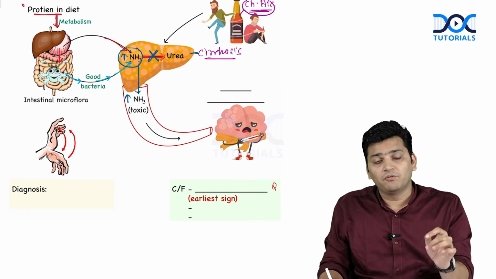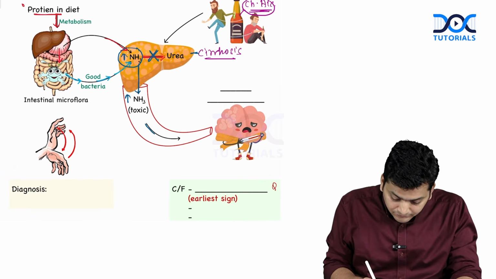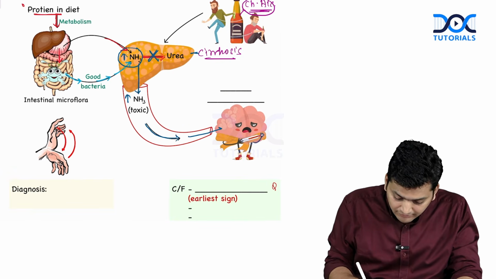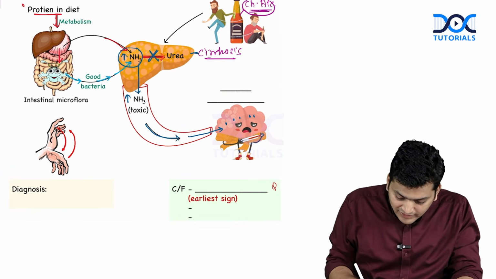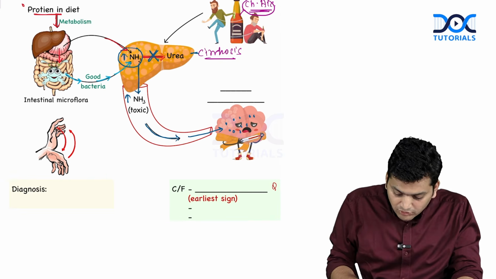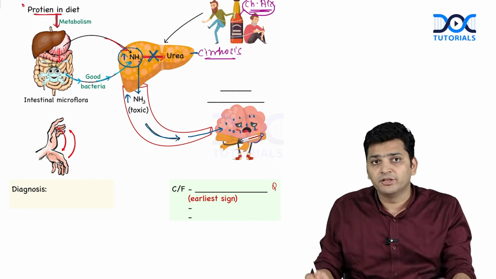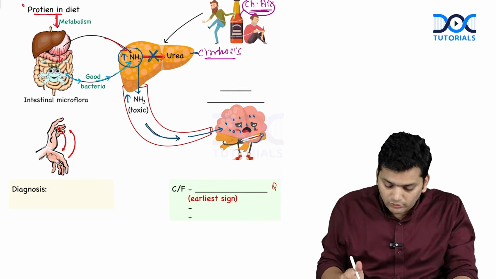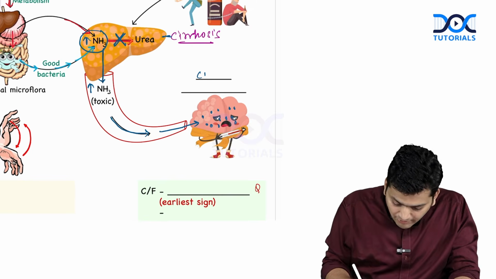And this increased amount of ammonia, because it will come in the blood, is going to reach the brain. If the ammonia molecules reach the brain more and more, because ammonia is a hyperosmotic molecule, it is going to attract the water. Slowly, this patient is going to develop cerebral edema.